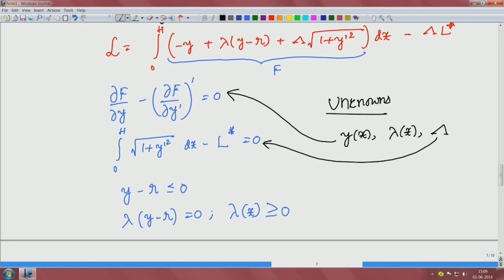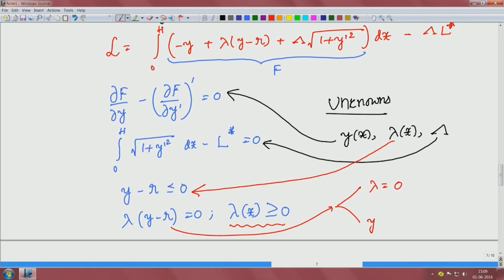For lowercase lambda, we have a function type constraint, which is this, and this complementarity condition gives rise to two cases: either lambda is 0 or y minus r equal to 0, and then this automatically gets ensured. Case 1 is y minus r equal to 0, which is easy to deal with. We get y already, y is r, that means that you follow the river profile. Whenever you do not follow the river profile, then lambda equal to 0 and the constraint becomes inactive.